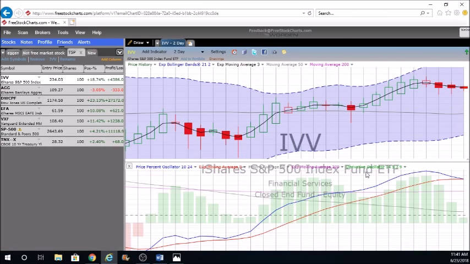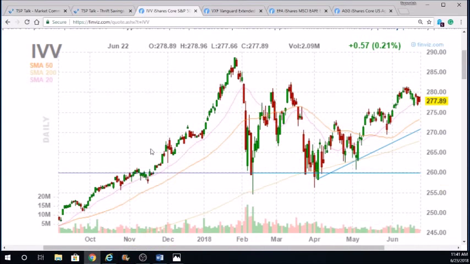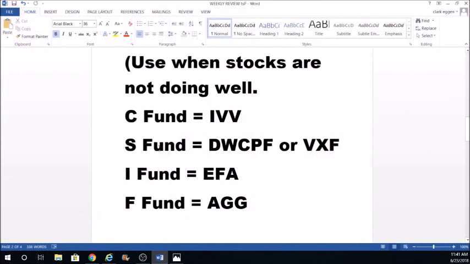If you're in IVV, I would maybe consider playing defensive, or if you're a long-term holder and buyer, I would just stay in the fund for the most part. Moving on to our next fund, which is going to be the S fund or VXF ETF for Roth IRA folks.